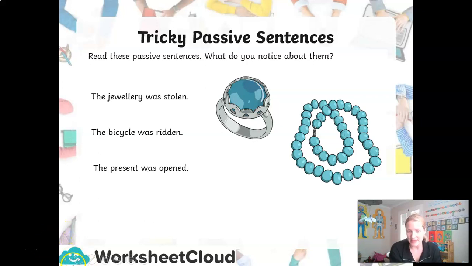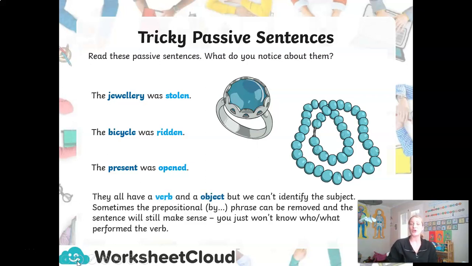Okay, maybe if I highlight that for you, it will also help you. Figured it out yet? Okay, let's have a little look. Why do we call them tricky? Well, because they have a verb and an object. So the present is the object and the verb is opened, but there's no prepositional.